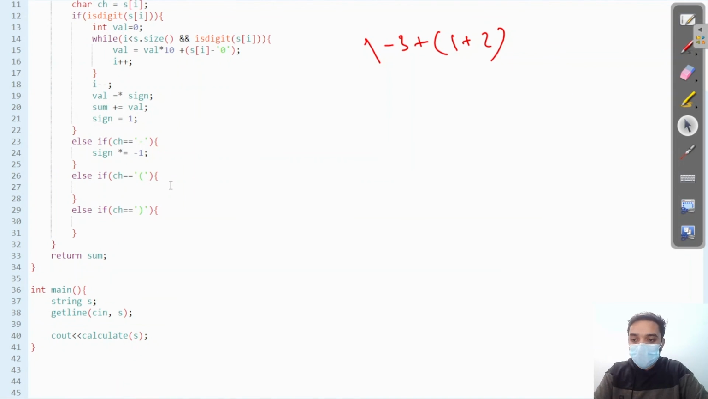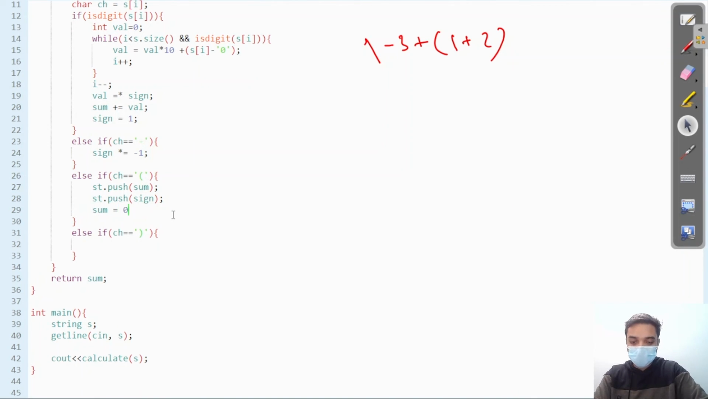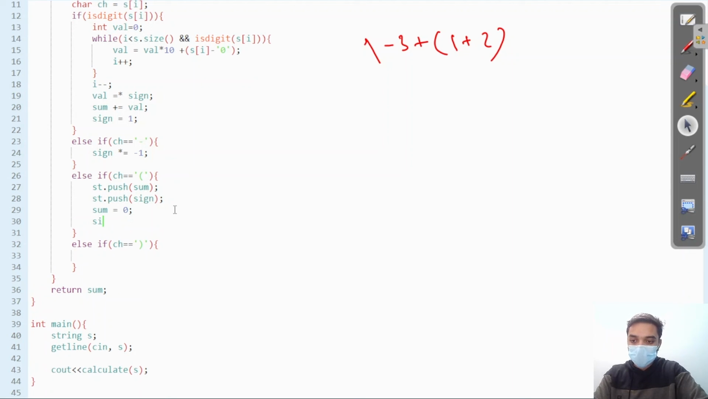Okay, if I am getting an opening bracket, what I was doing, I was just pushing my sum. Fine. And I was just pushing my sign here. See, I was just pushing my sign. Okay, whenever I was getting plus, one more thing, I have to update my sum with 0, and I have to update my sign with 1.